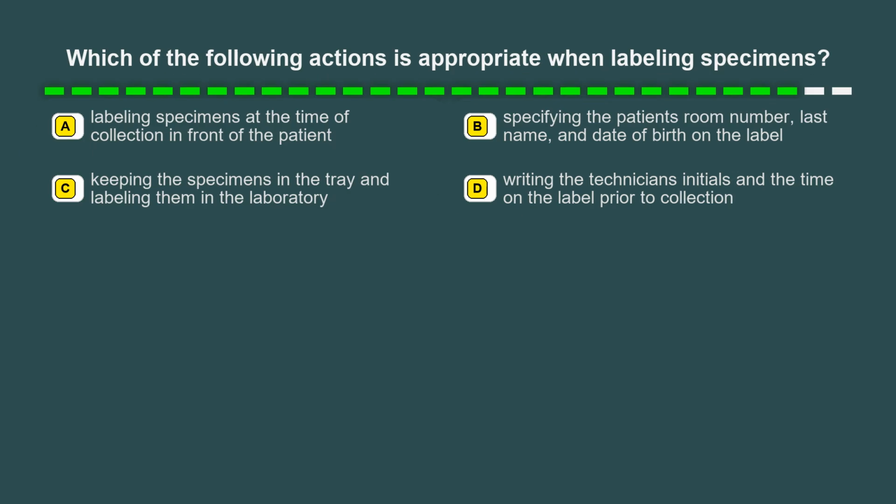Question 6. Which of the following actions is appropriate when labeling specimens? Option A. Labeling specimens at the time of collection in front of the patient. Option B. Specifying the patient's room number, last name, and date of birth on the label. Option C. Keeping the specimens in the tray and labeling them in the laboratory. Option D. Writing the technician's initials and the time on the label prior to collection.